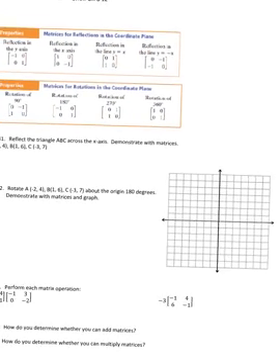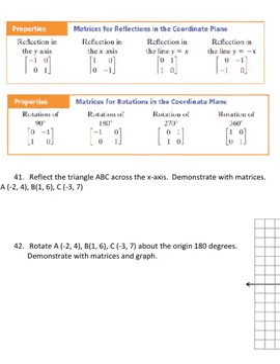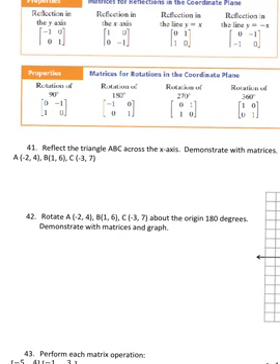Okay, you don't have to memorize these matrices right here. So, reflect the triangle ABC across the x-axis. Demonstrate with matrices. So you always write the matrix that you're going to use up here on the left-hand side first. So if we're going to reflect across the x-axis, we're going to use this matrix. So I'm going to write 1, 0, 0, negative 1.